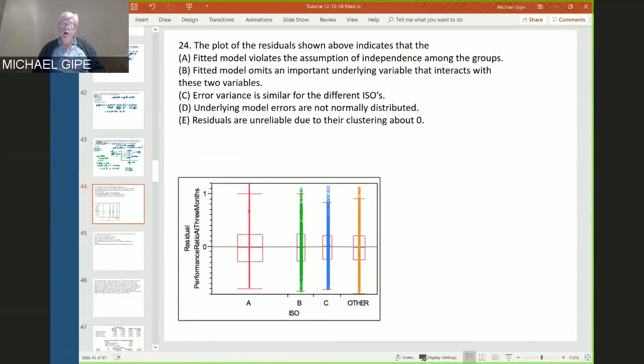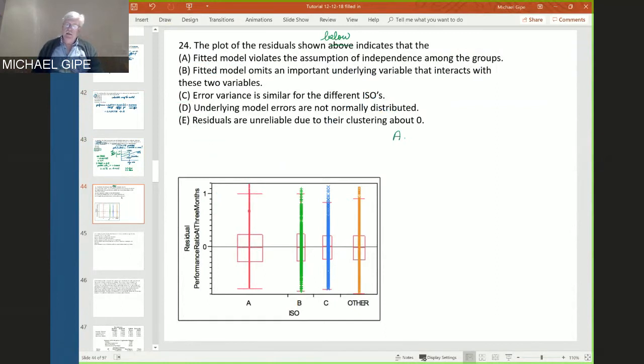Next question. The plot of the residuals shown below indicates what? And we got a box plot of all the residuals for each of the states of that ISO categorical variable. So what's going on here? How about A?